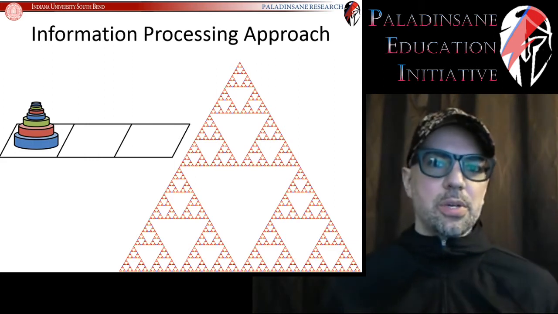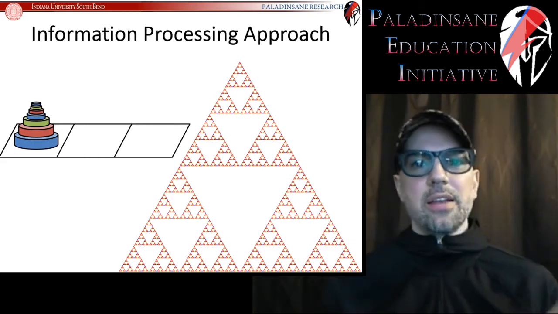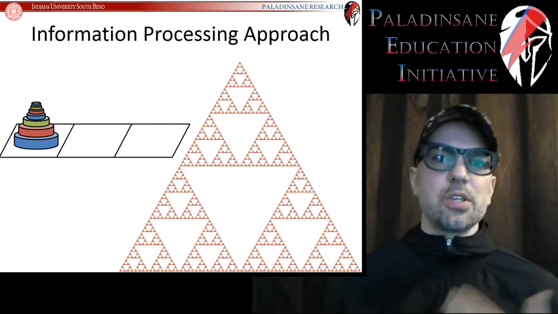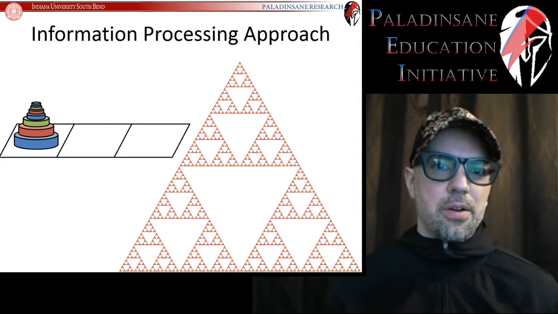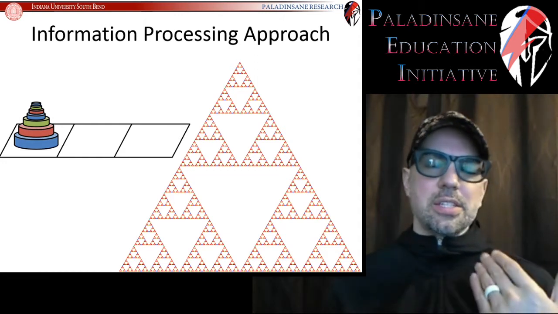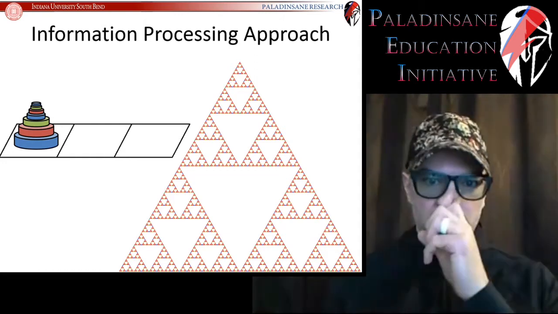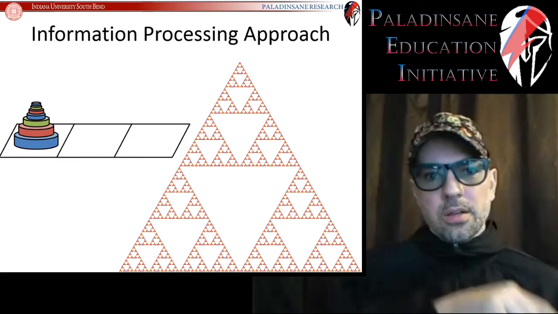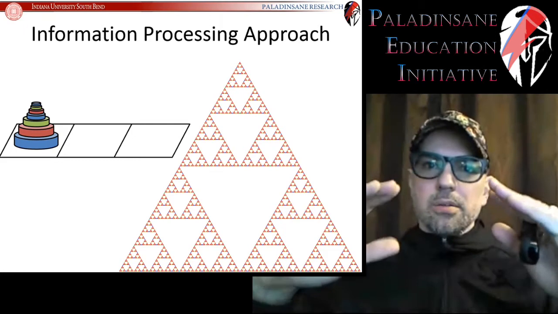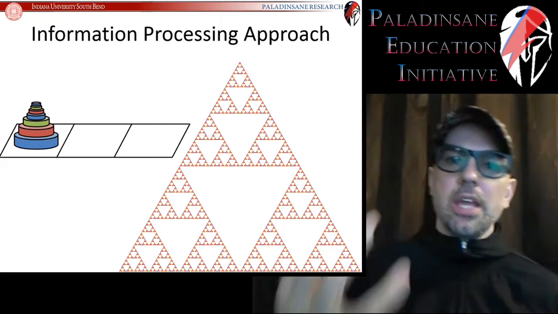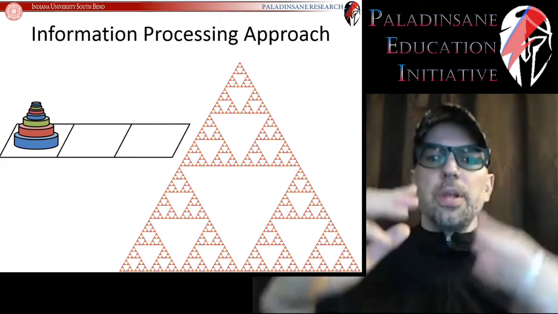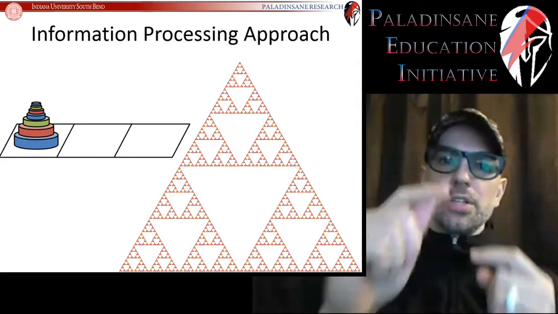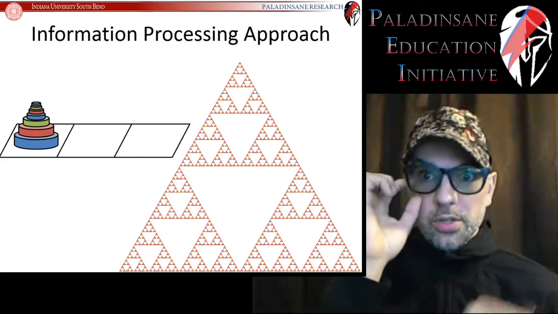Without going into too much detail, you can see that this problem space gives us an idea of the structure of the Tower of Hanoi. And as you can see, it's a very repetitive structure. This larger triangle is made up of 1, 2, 3 medium-sized triangles, each of which is made up of 1, 2, 3 smaller-sized triangles, each of which is made up of 1, 2, 3 even smaller-sized triangles.